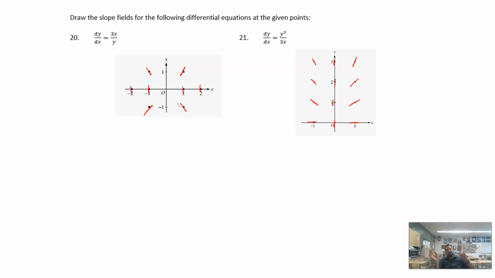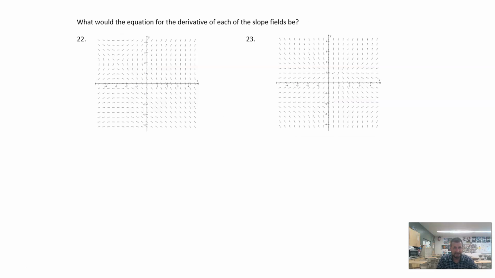So both of these are just slope fields, that was a pretty easy idea. On these ones, remember, what we're looking for is where we have a 0 slope repeatedly and where we have an undefined slope.